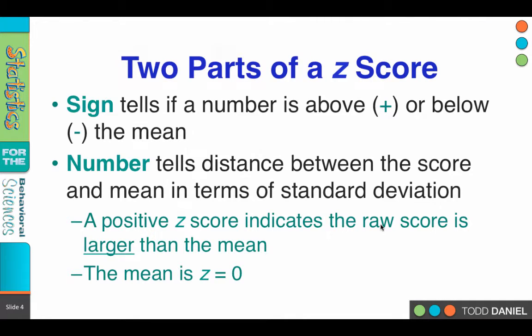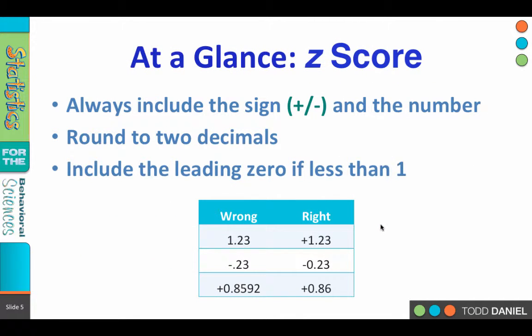So let's review these concepts. You should always include the positive or negative sign with your z-score. And, of course, you should have a number. That number should be rounded to 2 decimal places, even if the second number would be a 0. And third, we should include a leading 0 if the z-score is less than 1.